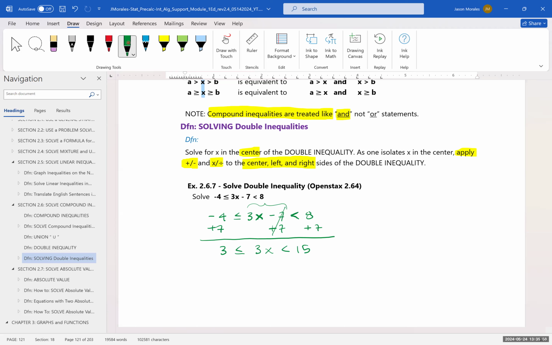Notice that the inequalities came straight down without being changed. This is what we have left. Now, in order to get x by itself, we need to divide by 3. And you guessed it, not only do we have to divide the center by 3, but also the right and the left sides by 3. These 3's will cancel, leaving us with just x. On the left-hand side, 3 over 3 is just 1, and 15 divided by 3 is 5.